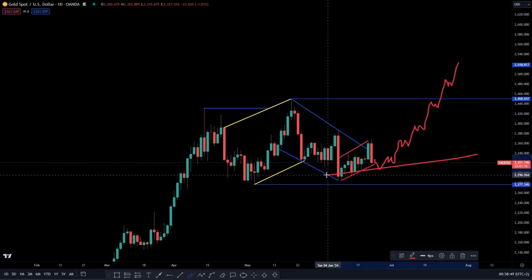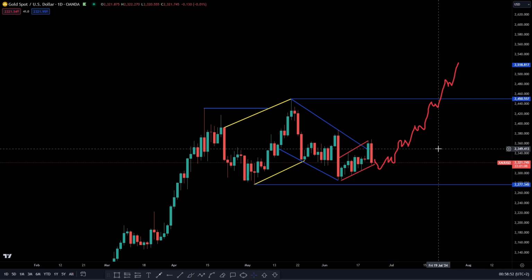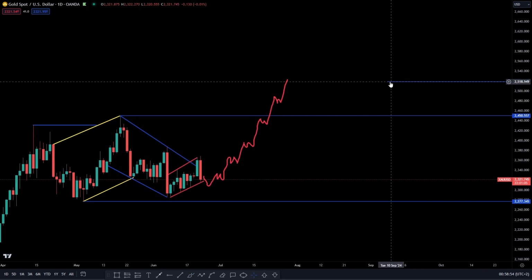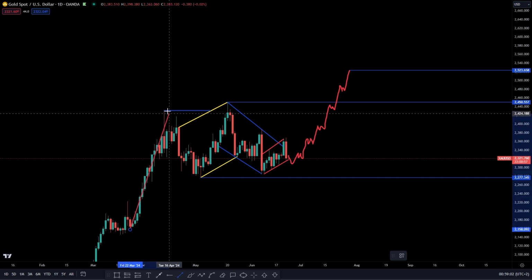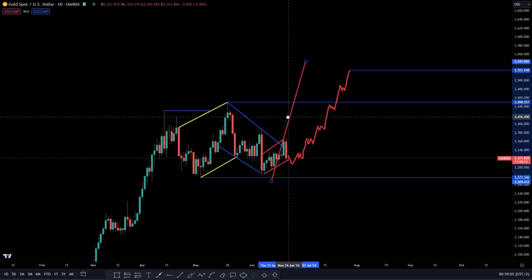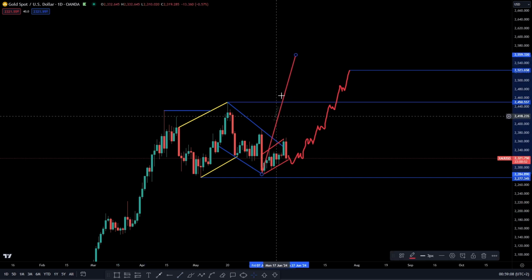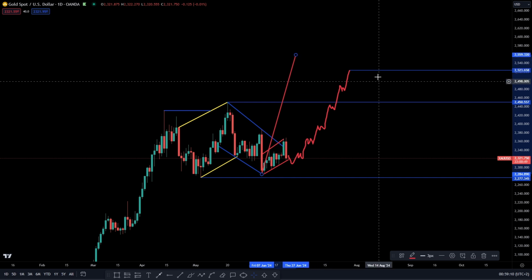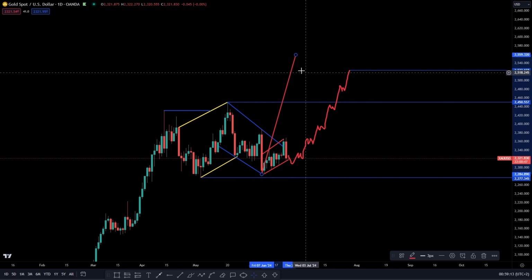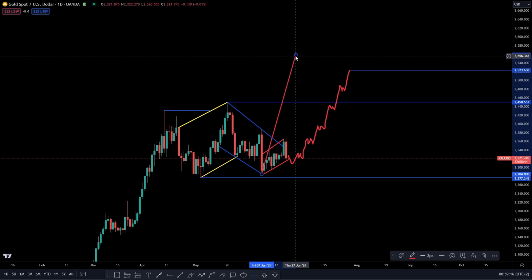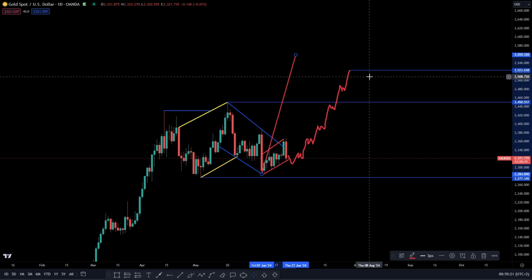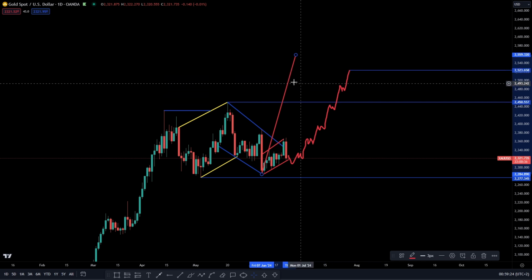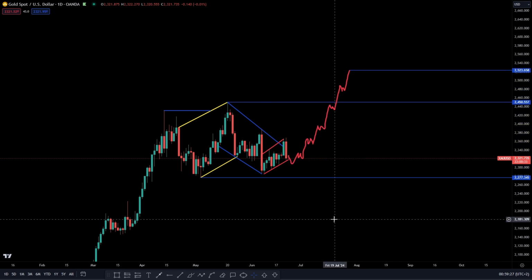And my target is around the 2,500 level, somewhere around there. And if you're wondering why, when we measure this impulse and we put it somewhere around here, can you see it lines up nicely with somewhere close to my target? So I'm not looking for the full move. It's just that when I study price action, it tells me that we can stop somewhere around here. That is why I'm going for that smaller target.